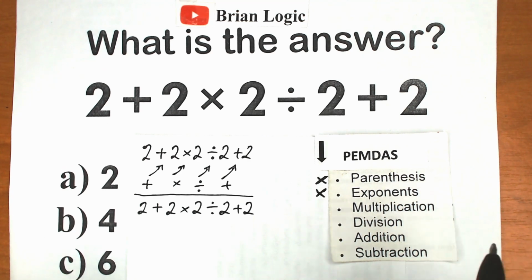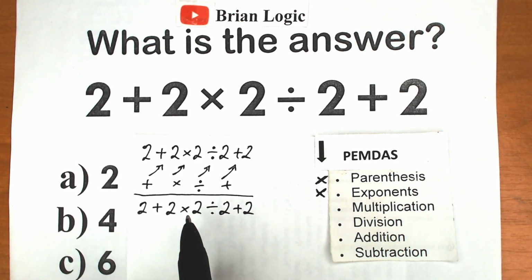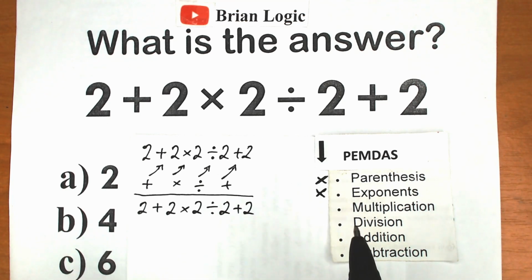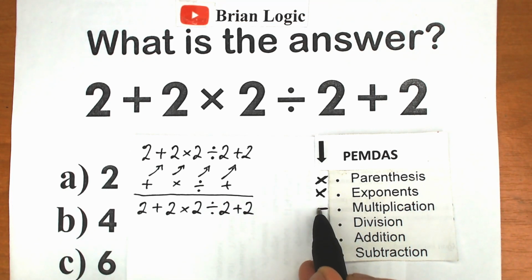Okay, the third step, the multiplication and division group. And a lot of students might be saying, okay, multiplication, now we need to multiply 2 times 2, but it doesn't work like that. Multiplication and division in terms of PEMDAS have the same priority. Okay, so multiplication and division have the same priority.